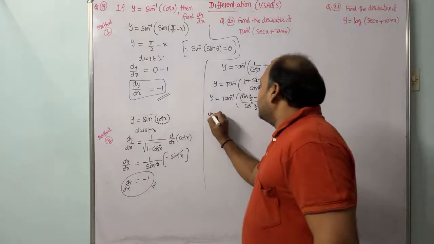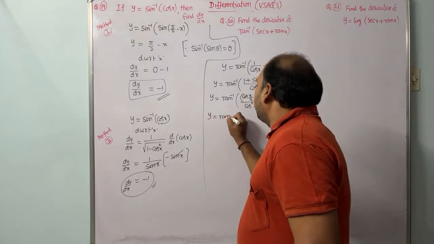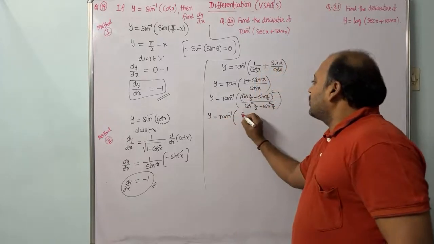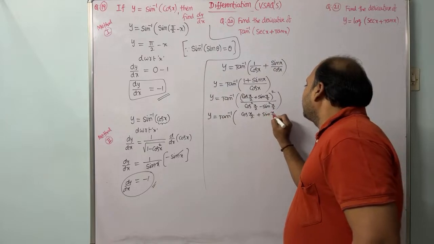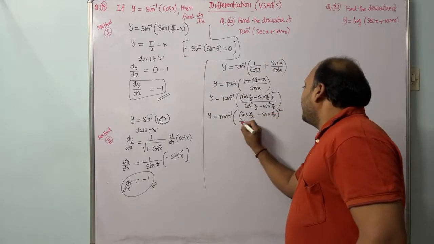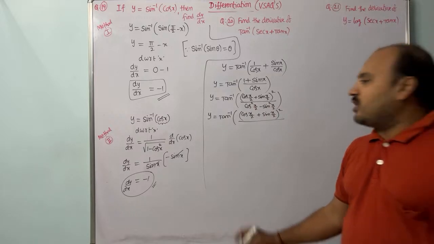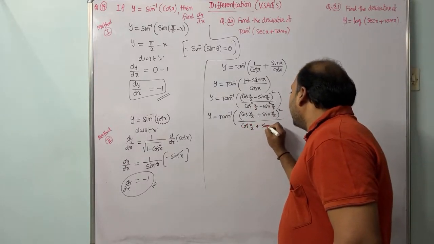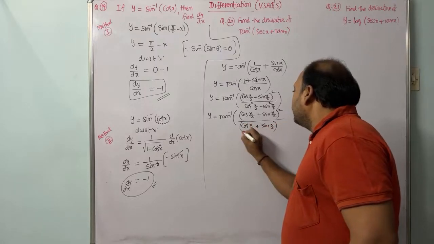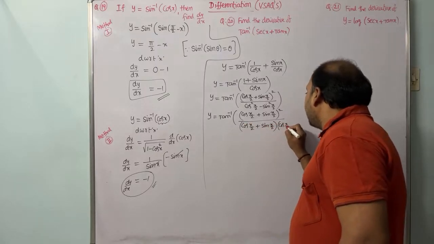So y is equal to tan inverse of cos x by 2 plus sin x by 2 whole square, whole divided by a square minus b square form. We can write it as a plus b into a minus b: cos x by 2 plus sin x by 2 into cos x by 2 minus sin x by 2.